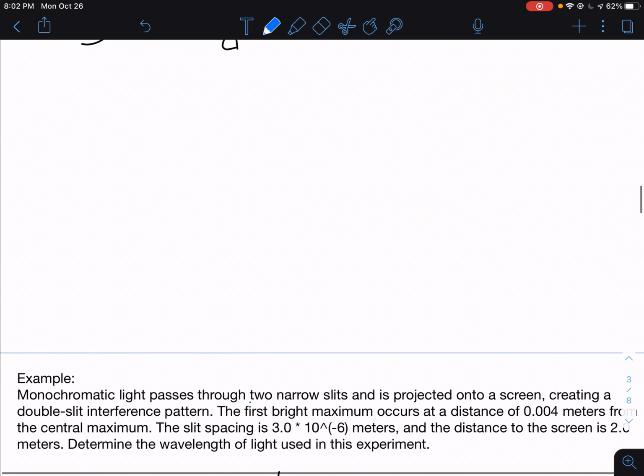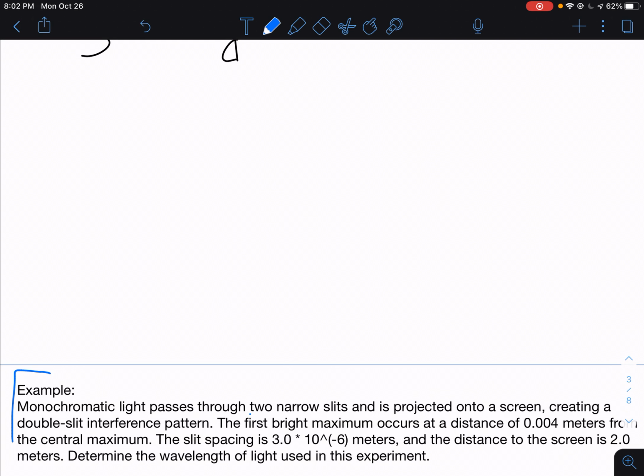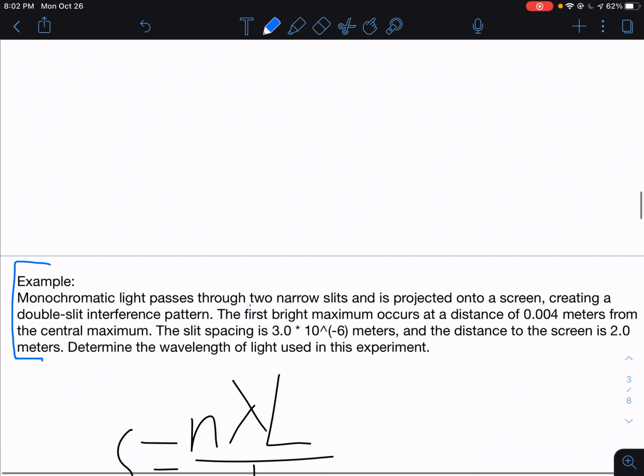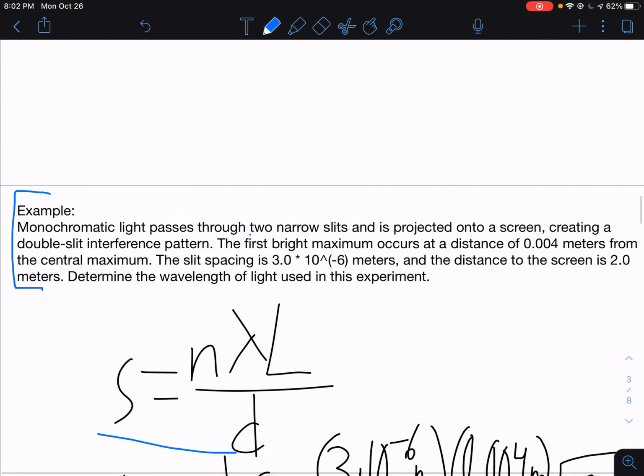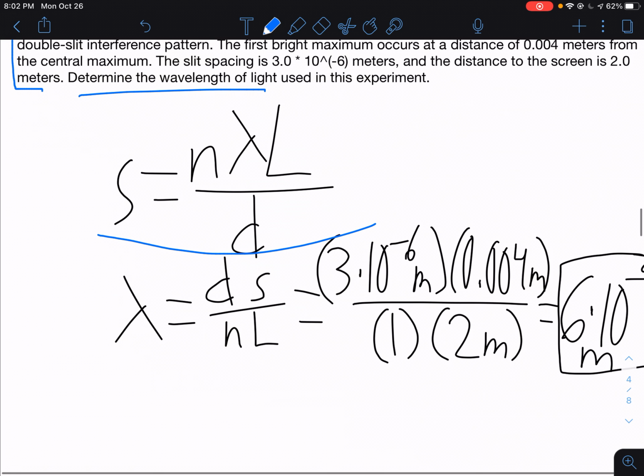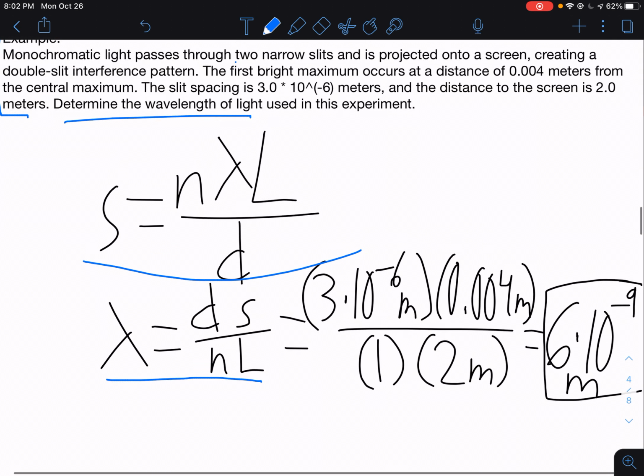Here's another example problem. Please take a moment to read that, a few seconds right here, and then try to think about this and work through the problem. Now I'm going to cover the solution. So we use our identity that we just derived, and we're determining the wavelength, right? So we have lambda equals d times S divided by n times L. So we should know what all the variables mean and substitute in.